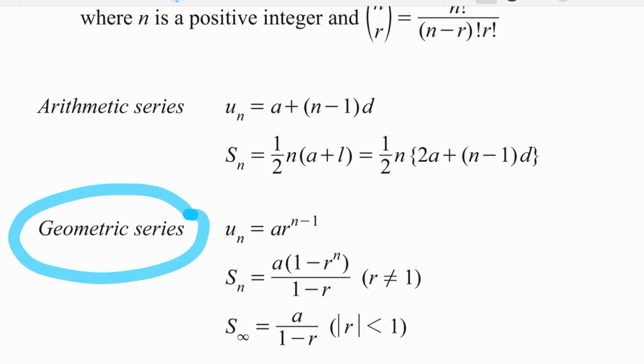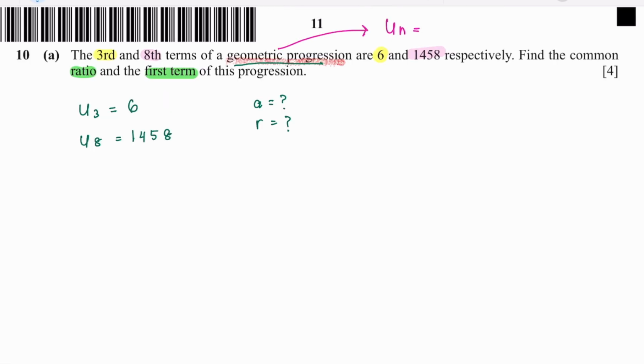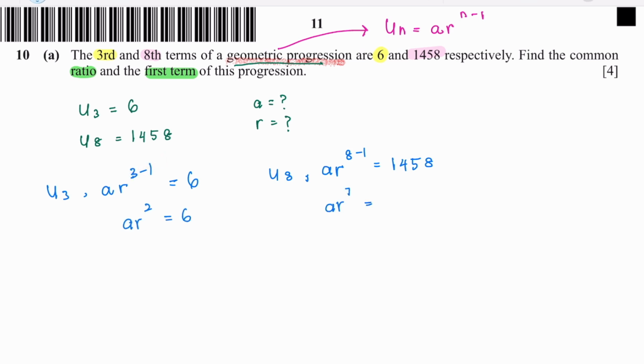Let's write this formula down since it's a geometric series. The nth term is equal to the first term times the ratio to the power n minus 1. Let's rewrite that formula with the given information. When U3, A, R, n is the nth term. So here n is 3, AR to the power 3 minus 1, that is going to be equal to 6. For the second one, it is the 8th term. It will be AR to the power 8 minus 1 equal to 1458. Let's simplify this. 3 minus 1 is just 2. AR power 7 equal to 1458.